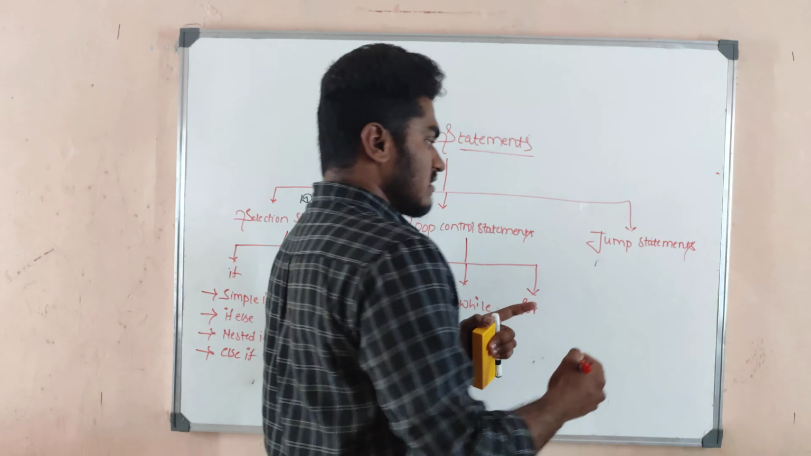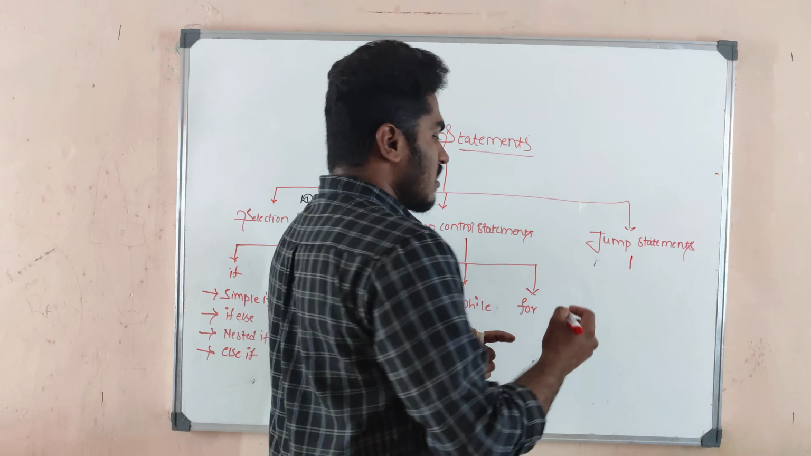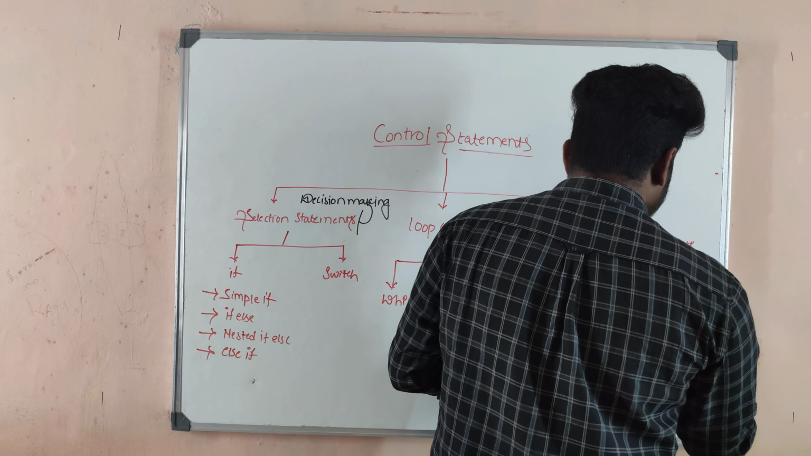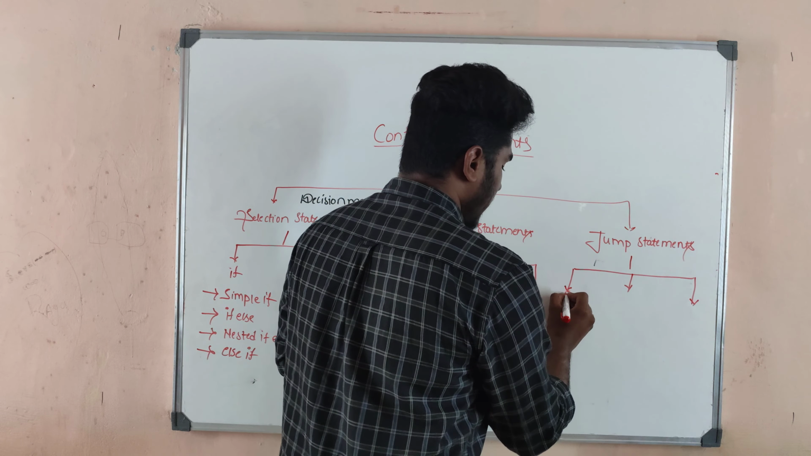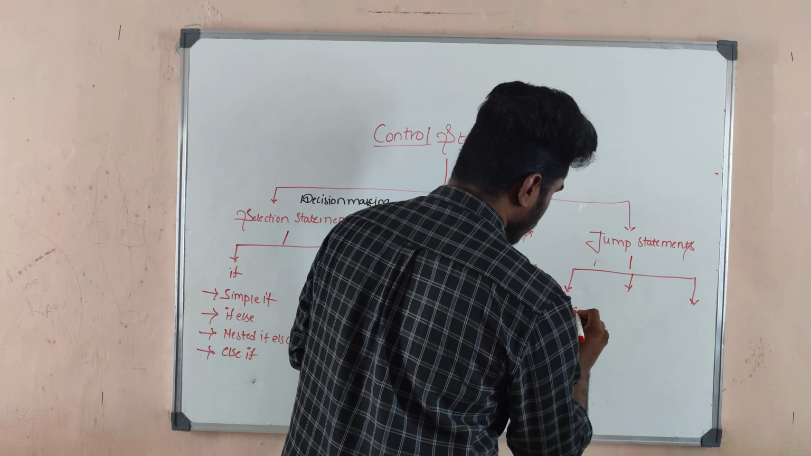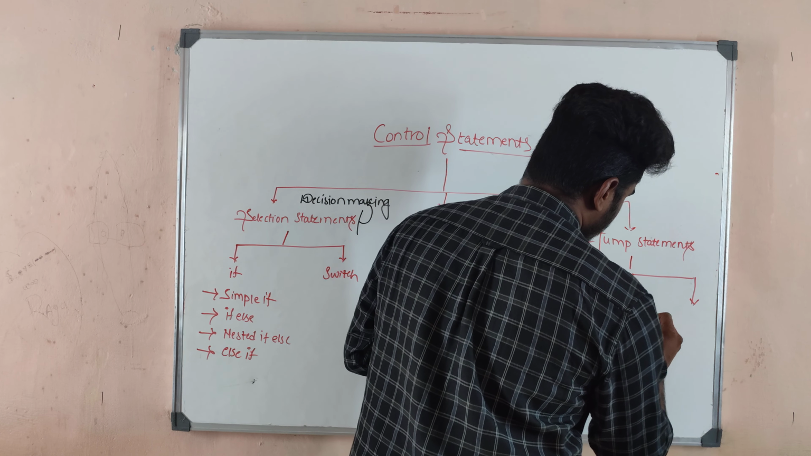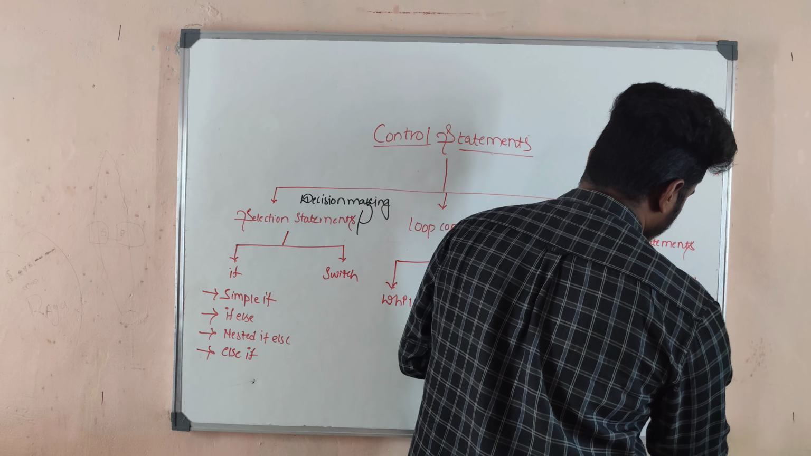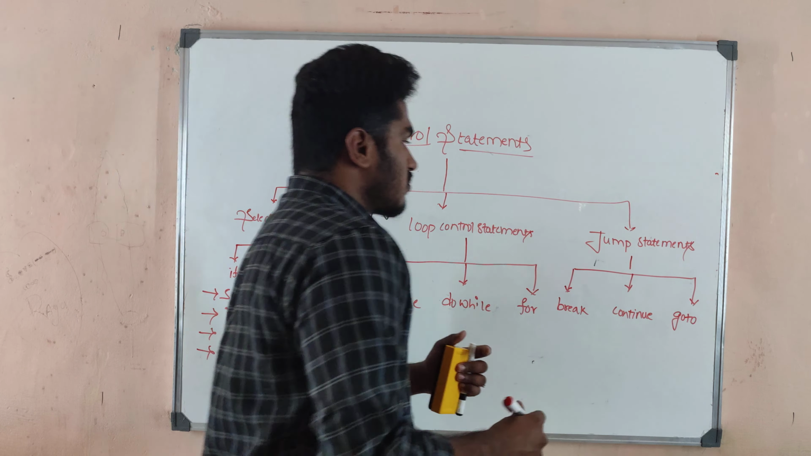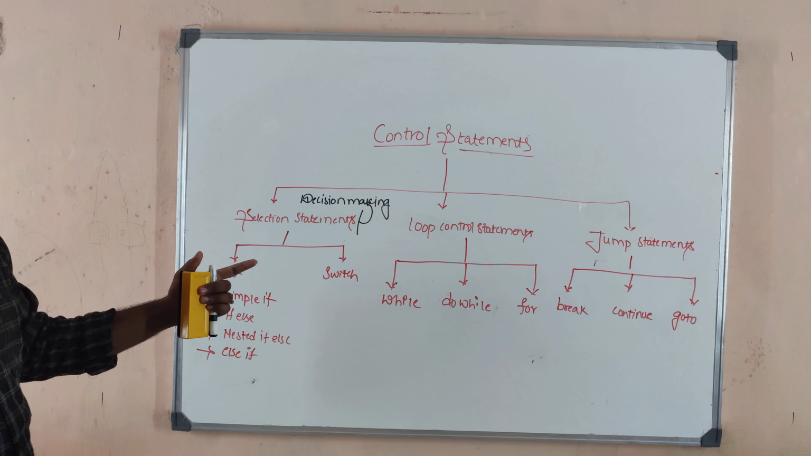And then these jump statements. C programming provides three jump statements. They are break, continue, and then we have goto. So this is the entire structure of our control statements.